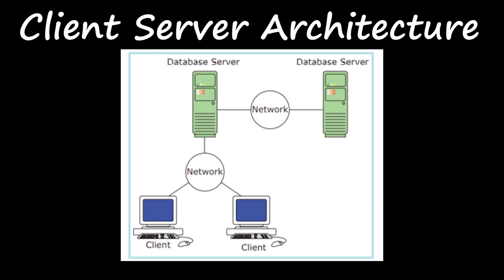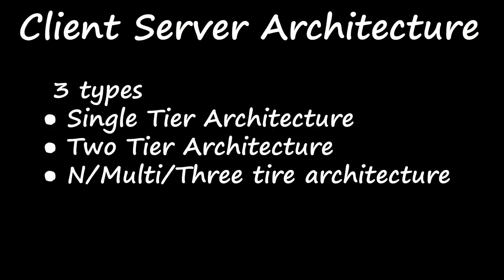Next is the client server architecture model. See this diagram: they have given two database servers connected with the network, and the clients are also connected with the servers through the network. Here the client server architecture model is classified into three types: single tier architecture, two-tier architecture, and three-tier architecture, which we can also call multi-tier or n-tier architecture.